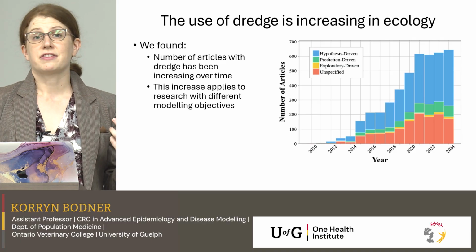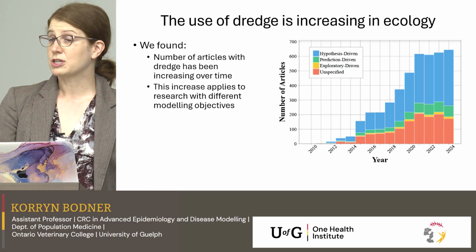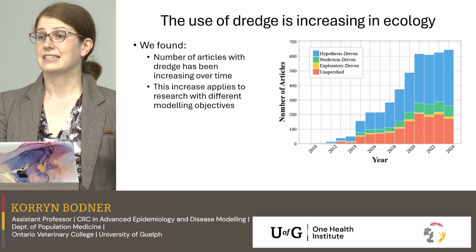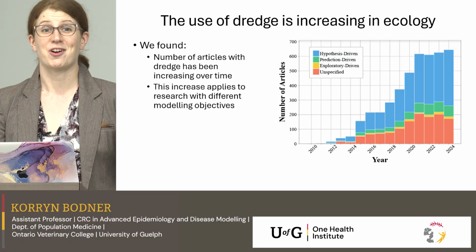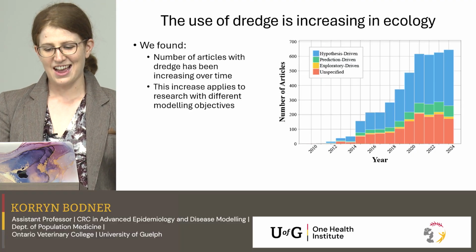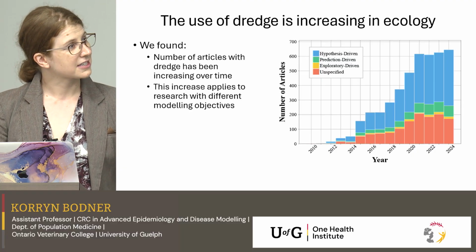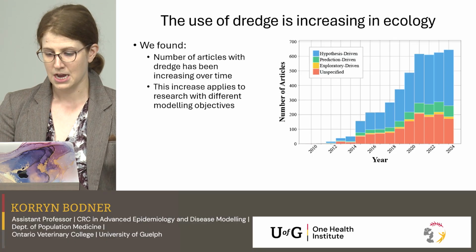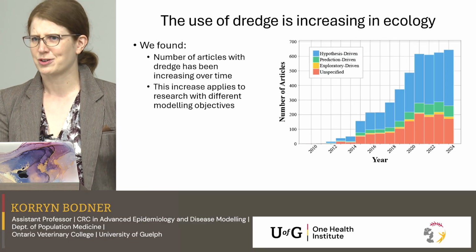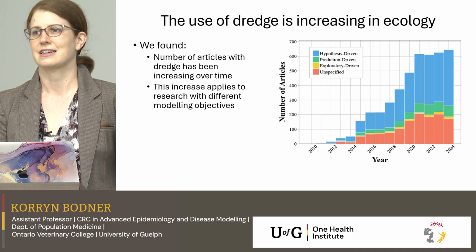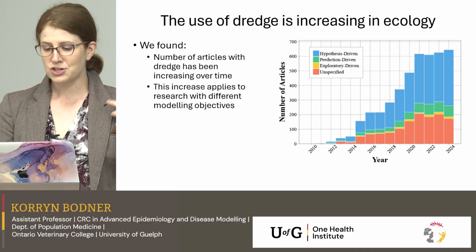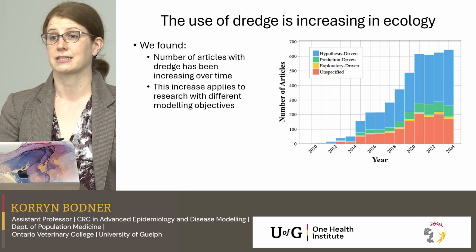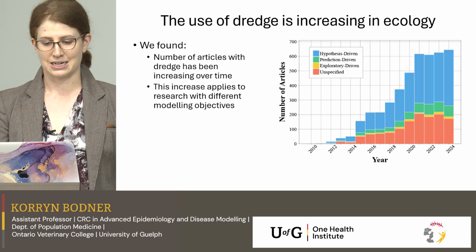So really, we found that the number of articles using dredge has been increasing over time. And if you look to 2024, it's actually over 600 articles, new articles that year. And another thing you may notice looking at this figure is this increase applies to research with different modeling objectives. So here the blue is hypothesis driven, which was the most common, and you can see that increase more pronounced. But we actually also saw it with prediction and exploratory driven and even this unspecified. So it is continuously increasing over time.